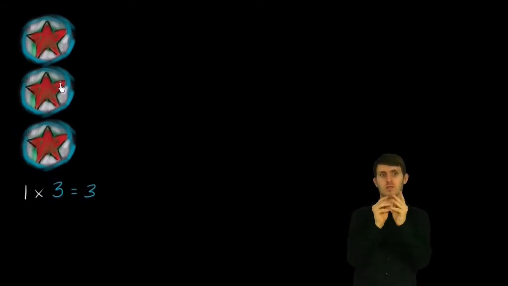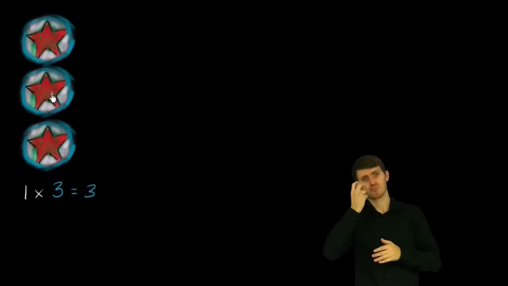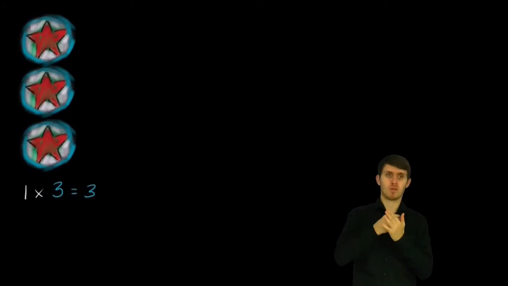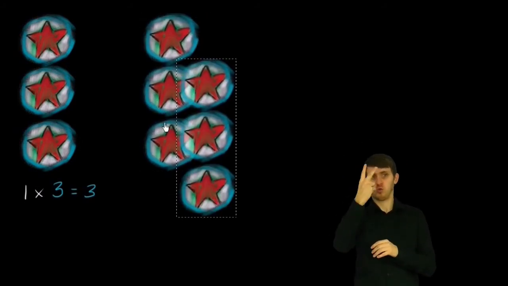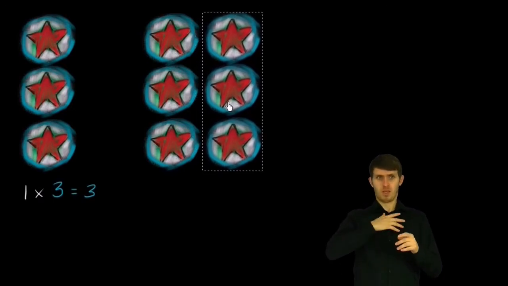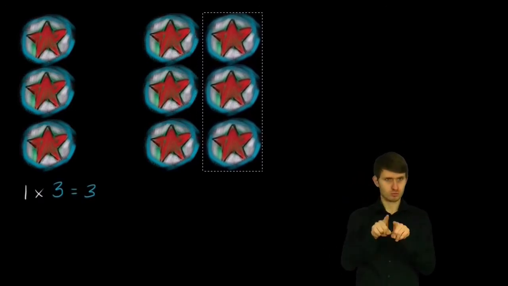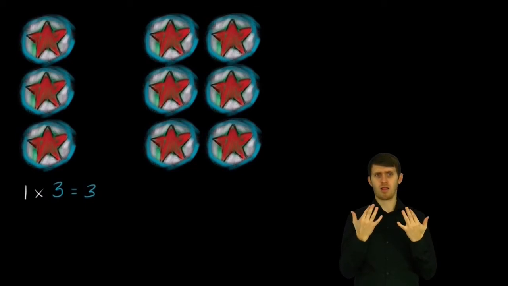Now let's make it a little bit more interesting. Let's say that I had two groups. Let's say that I had two groups of three. So that's one group, and then here's a second group. Here's two groups of three. So how many total star patches do I have now?